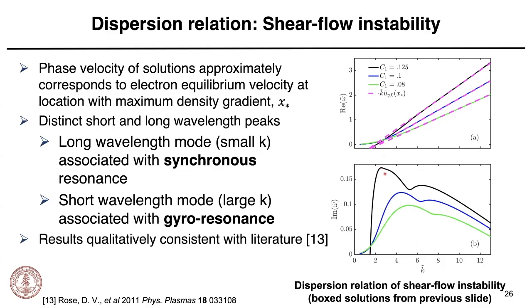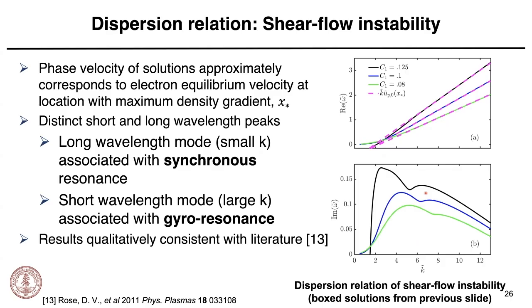The first peak is a long wavelength mode associated with synchronous resonance. But once you go to a high enough wave number, you can start to have a gyroresonance, which is this secondary peak, sometimes referred to as magnetron instability. And of course, the growth rates increasing with increasing electron density is also something found in the literature. So we're essentially confirming that those isolated solutions are from shear flow instability.